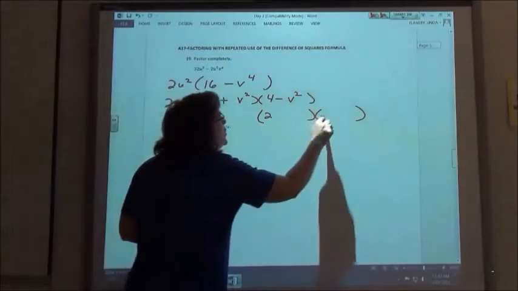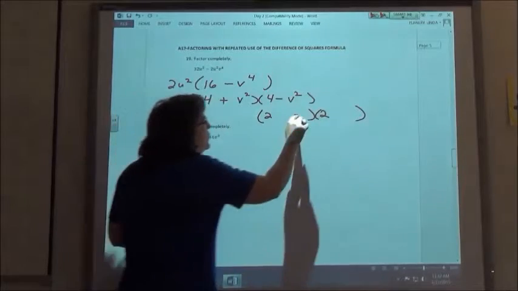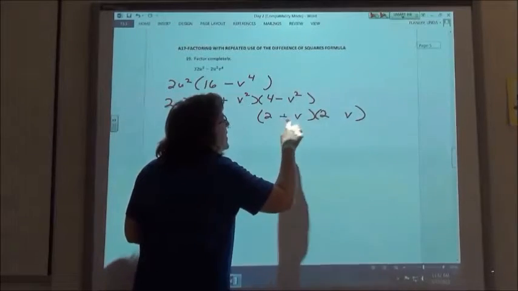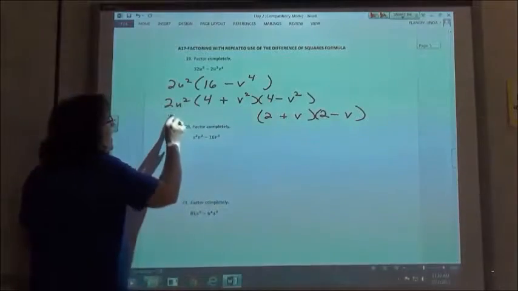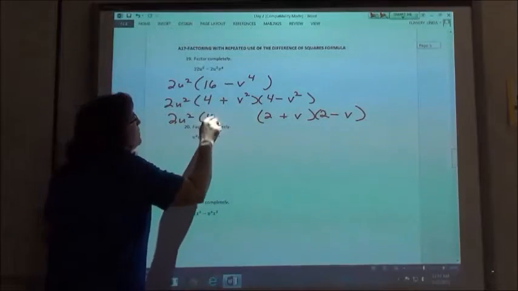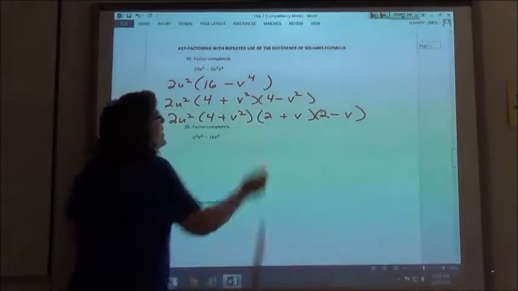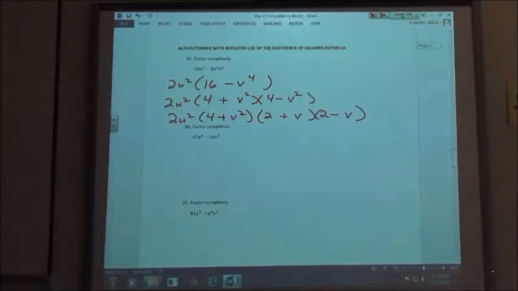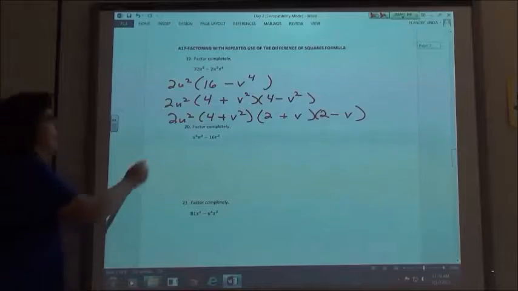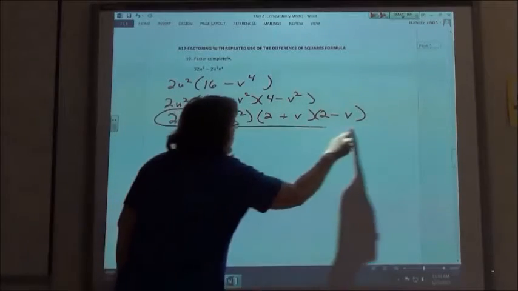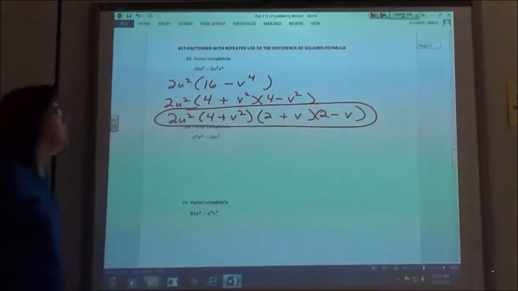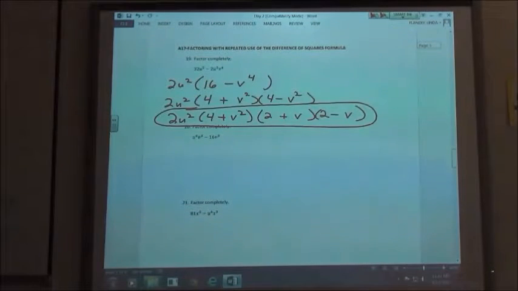Factors of 4, 2 and 2. Factors of v squared, v and v. One has a plus, one has a minus. And so I have 2u squared times (4 plus v squared) times (2 plus v) times (2 minus v). And all of that has to go in for my answer. It's a big long answer to type in.